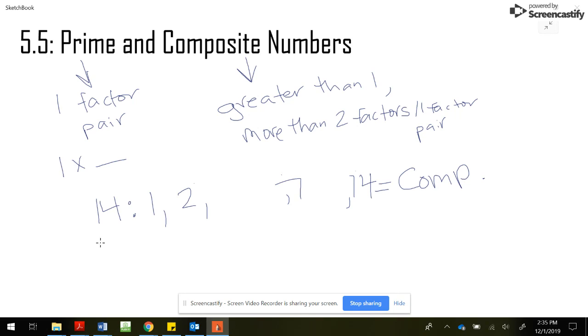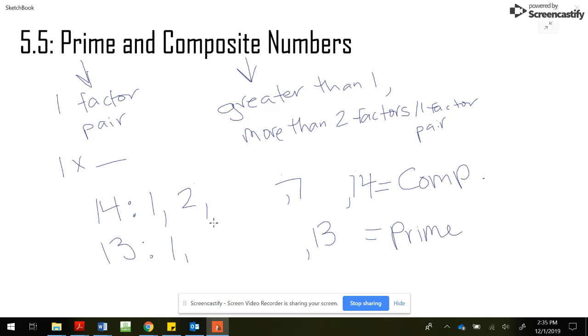Now let's look at 13. What can I do to multiply and get 13? I know I can do 1 and 13. Can I do anything else and get 13? Can I do 2 times something, 3 times something, 4 times something? Nope. The only way I can get to 13 by multiplying is to do 1 times 13, or 1 times itself. So that means that this number is a prime number.